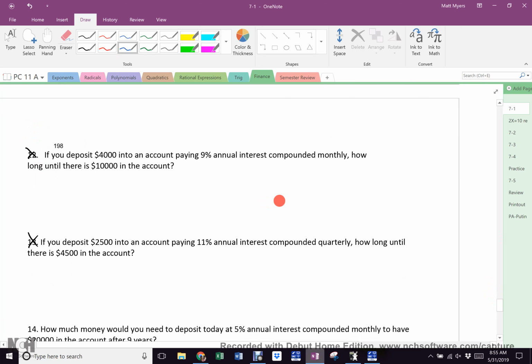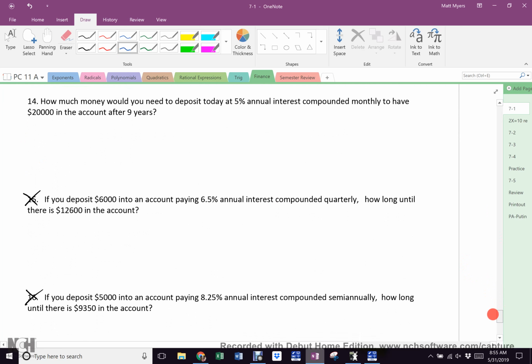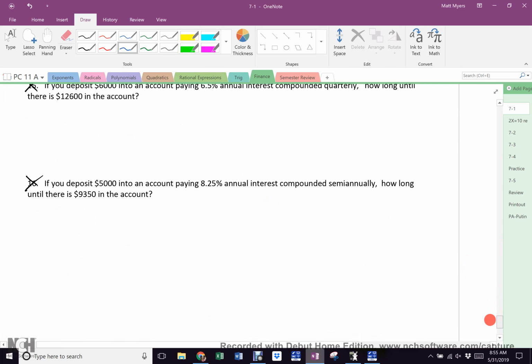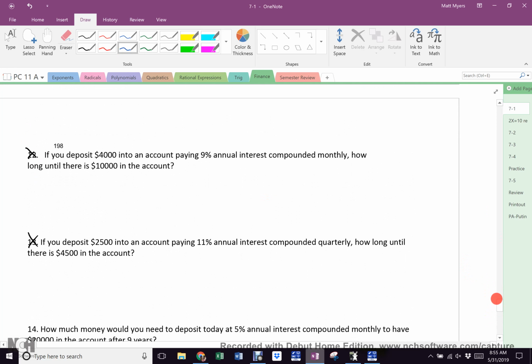12, you need a log. 13, 15, and 16, you need logs for. All right? Everybody cool? So now that you've seen it, do it, and then don't ask me if you did it right. Where do you check? On your spreadsheet.